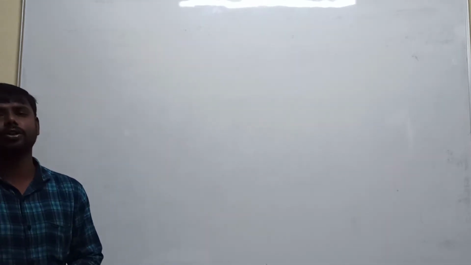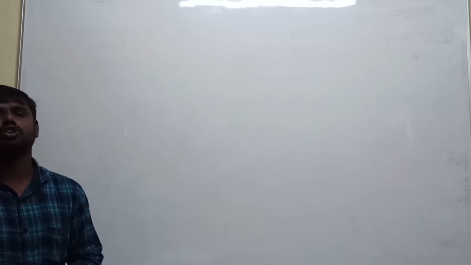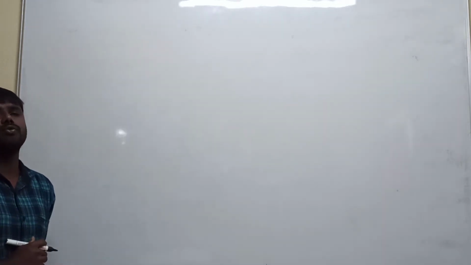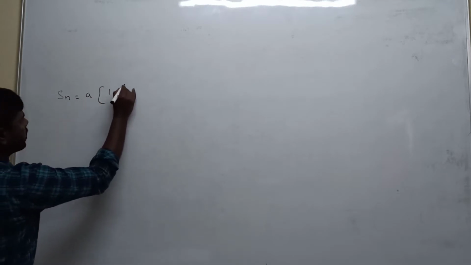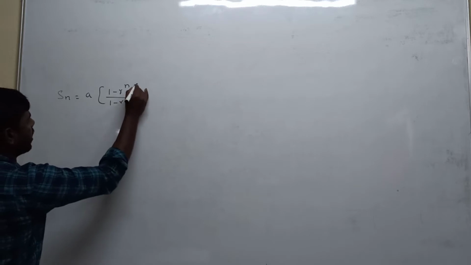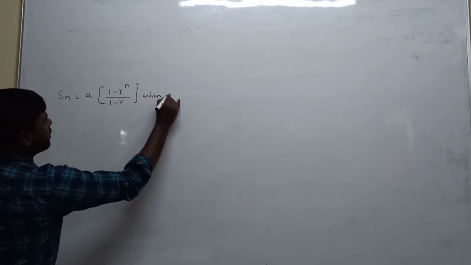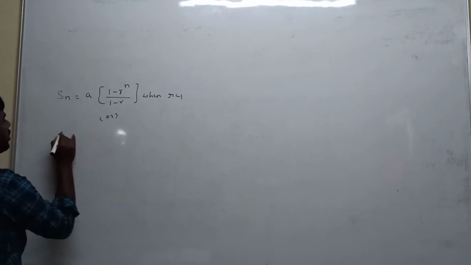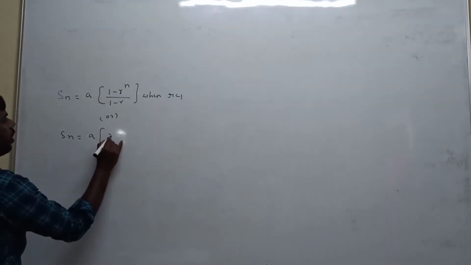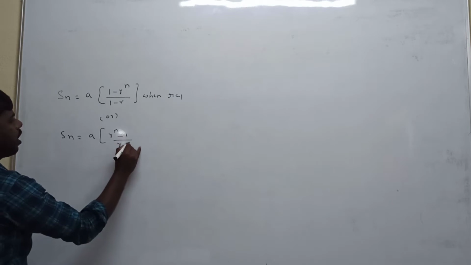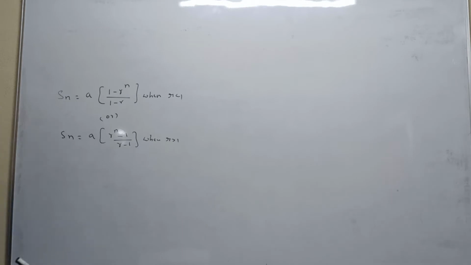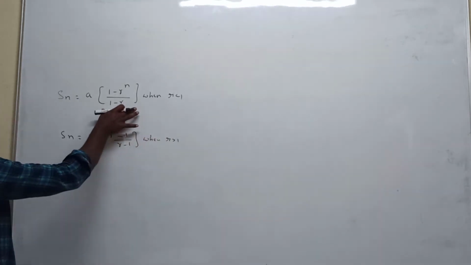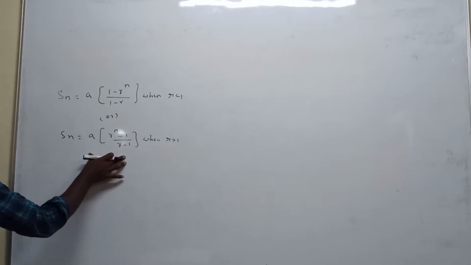Before class, let us discuss the sum of the nth term of the geometric progression. The formula is Sn is equal to a into 1 minus r to the power of n divided by 1 minus r, when r is less than 1, or Sn is equal to a into r to the power of n minus 1 by r minus 1, when r is greater than 1. Whenever the value is less than 1, we can apply the first formula. Whenever it is more than 1, we can apply the second formula.